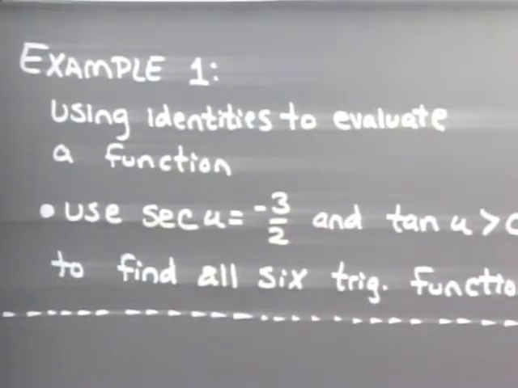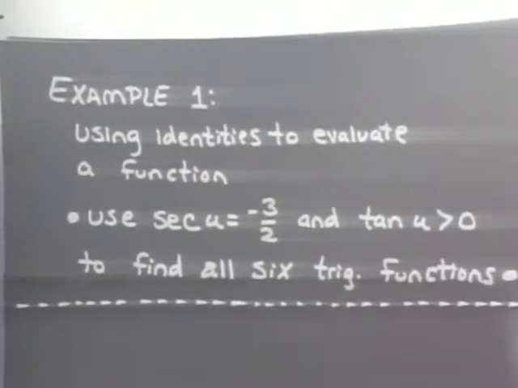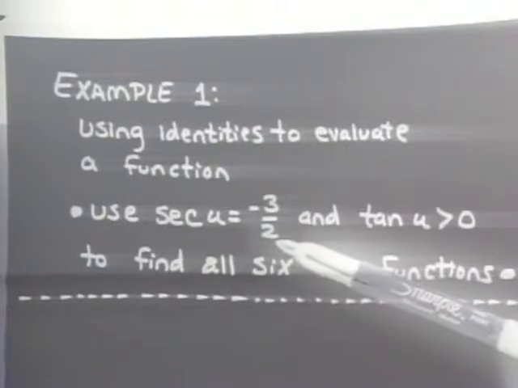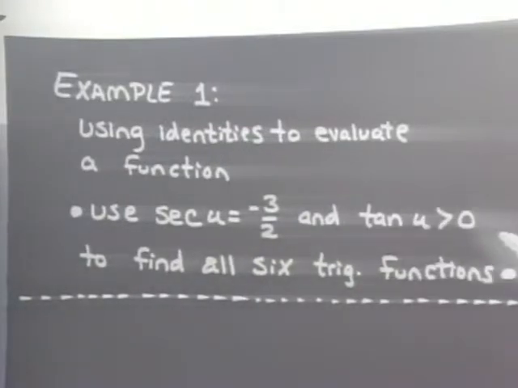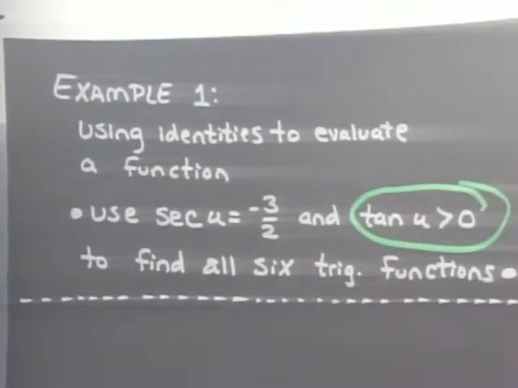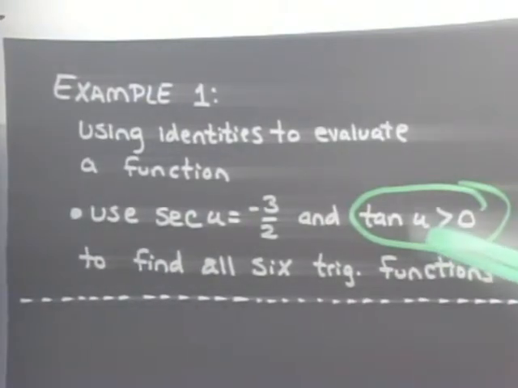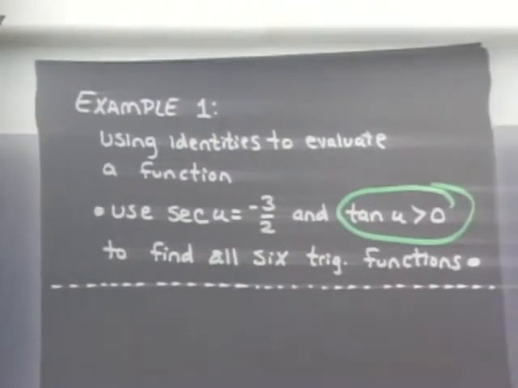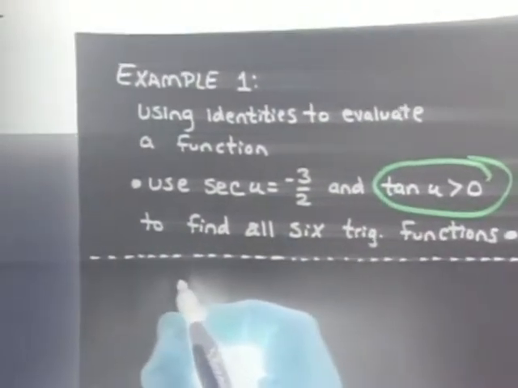So let's look at what example 1 says. Using identities to evaluate a function is the type of problem we're looking at. Use secant u equals -3/2 and tangent u greater than 0 to find all 6 trig functions. That's not a lot of good information. It's not the best, but it does mean one thing. It just means tangent's positive, and you're going to need to know that when we get closer to the end of the problem.